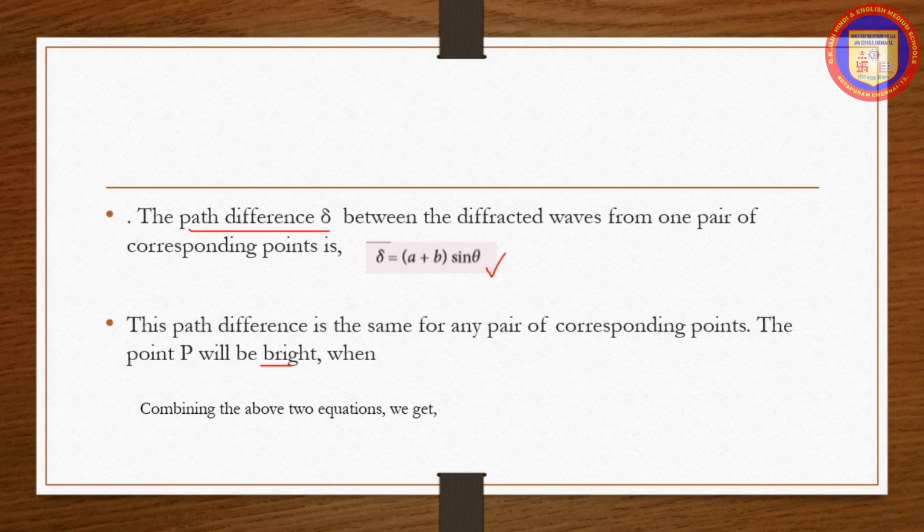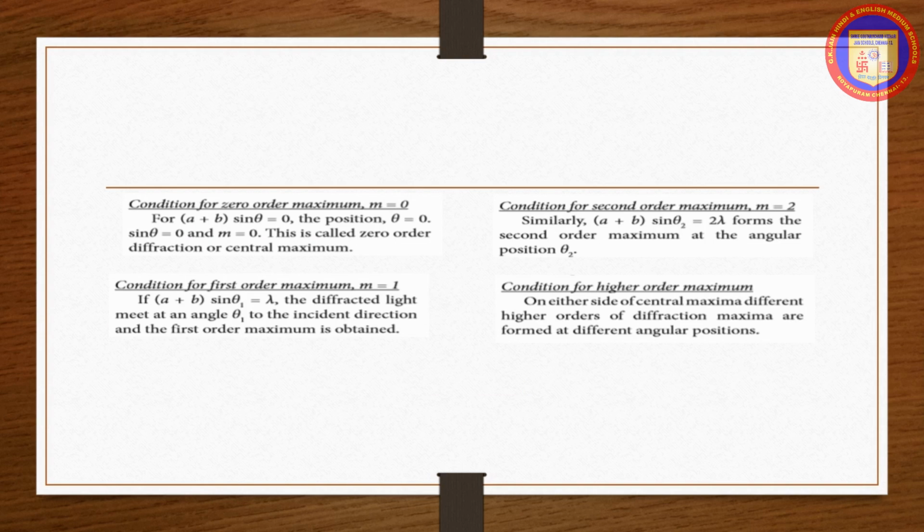The point P will be bright when delta is equal to m lambda, where m is equal to 0, 1, 2, 3, etc. Combining the above two equations, we get (A plus B) sin theta is equal to m lambda, where m is called order of diffraction. Now, conditions for 0th order maximum, m equal to 0, that is (A plus B) sin theta equal to 0, which shows that theta equal to 0, then sin 0 will be equal to 0, and m is also 0. This is called 0 order diffraction or central maximum.